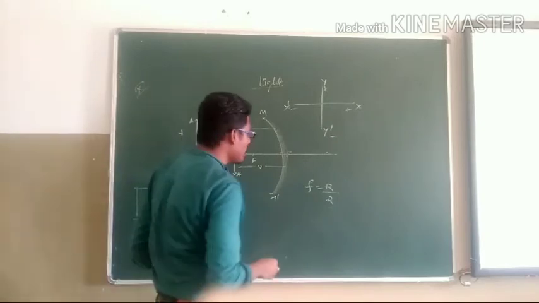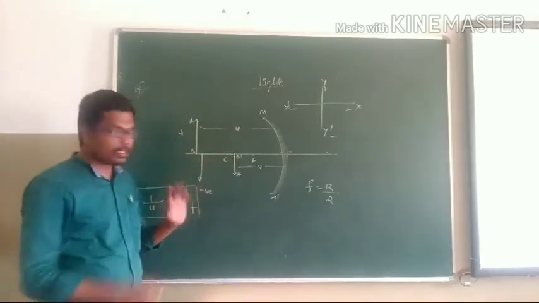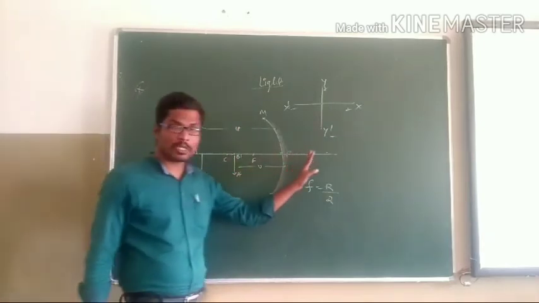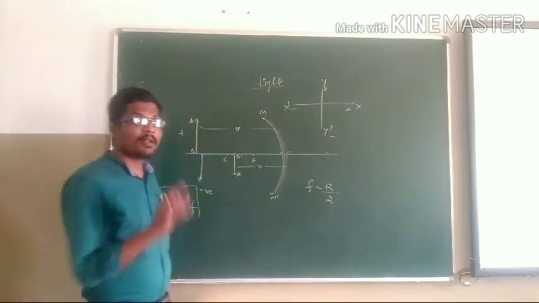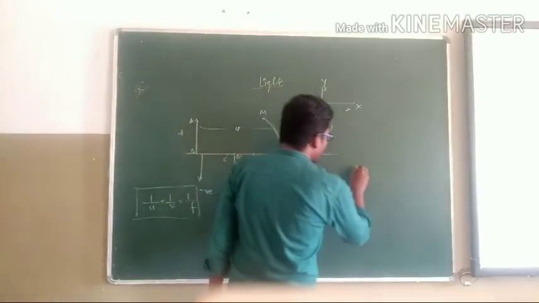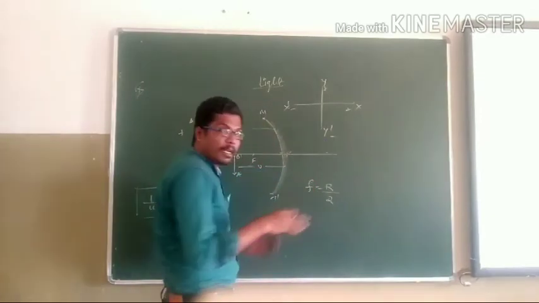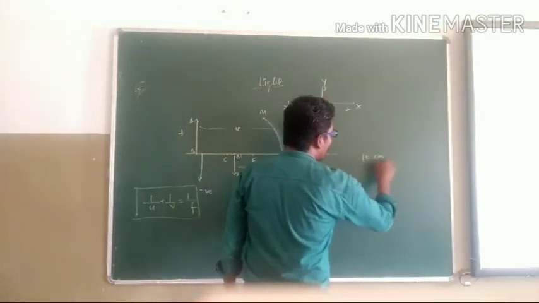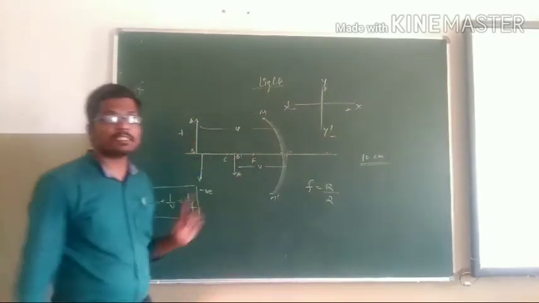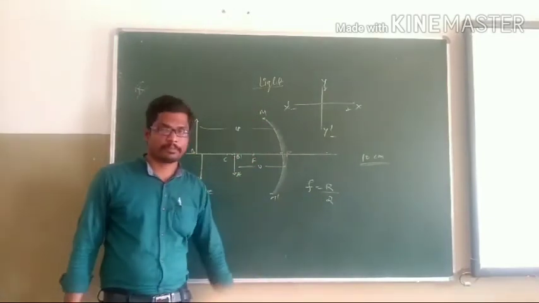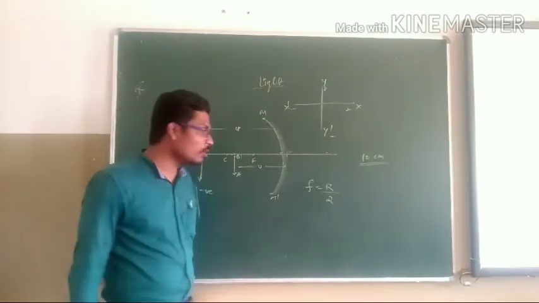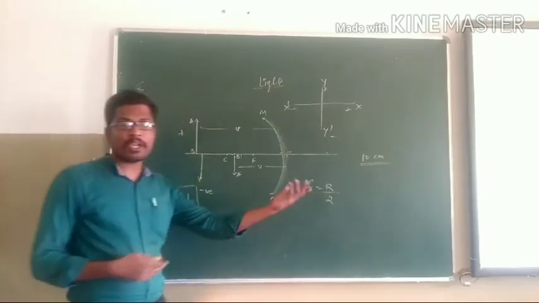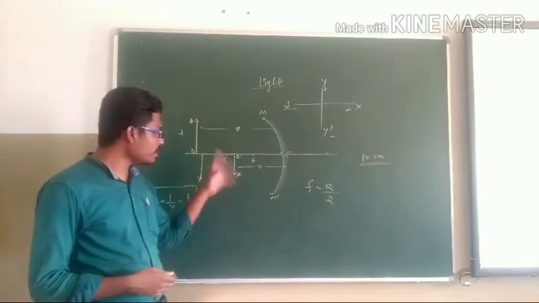Always remember, the distance from the center of curvature to the pole is called the radius of curvature. Suppose the radius of curvature is given as 10 centimeter. Now it is asking us to find the focal length. How can we find it? Just half of the radius is the focal length.